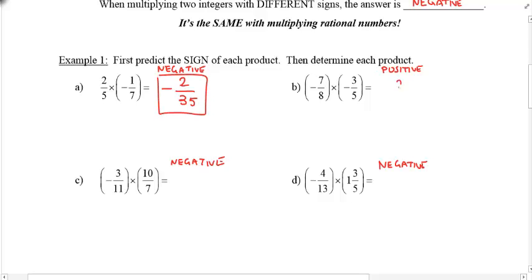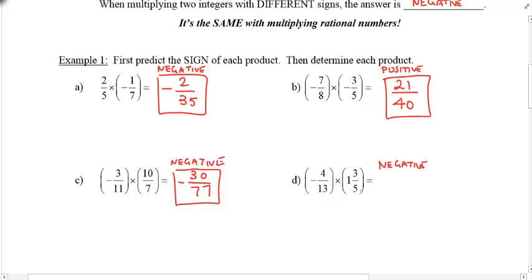Same thing for this one. 7 times 3, that's 21. 8 times 5, that's 40. The answer is positive. We don't need to put a plus sign in front. We're done. 3 times 10, that's 30. 11 times 7, 77. This is negative. Put a negative in front. We're done. Oh, what's this with a mixed fraction?